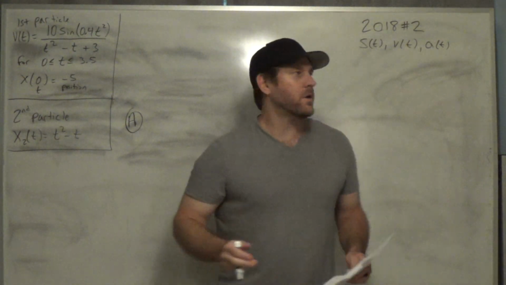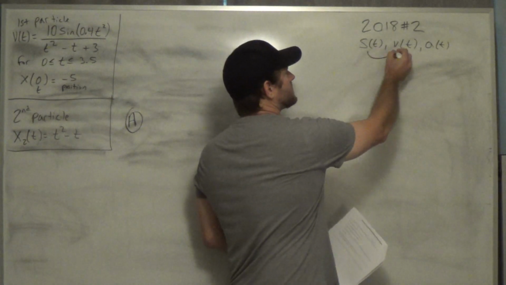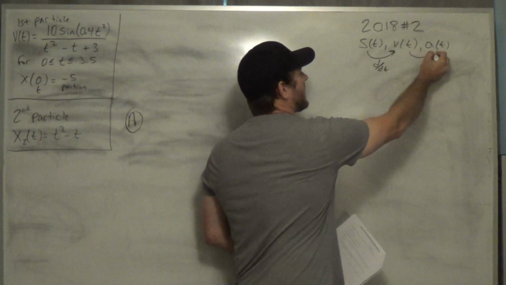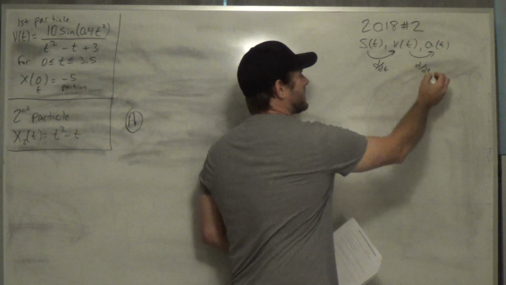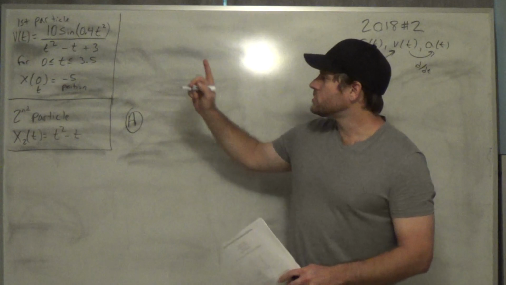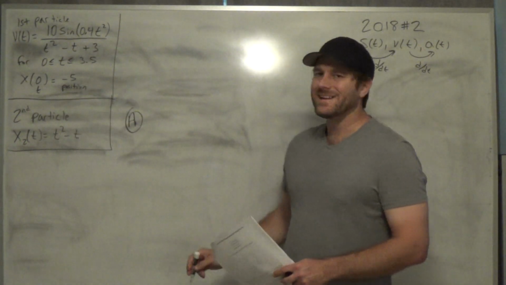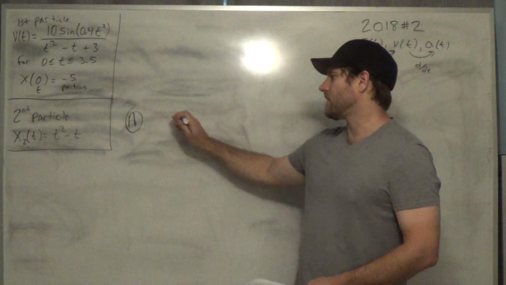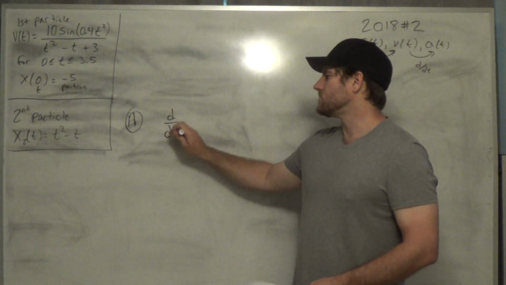Well, you need to know to get from position to velocity, you take the derivative. And to get from velocity to acceleration, you take the derivative. Now, could you take the derivative of this by hand? Yes. However, we have a graphing calculator. So for this problem, I'm going to do the derivative.